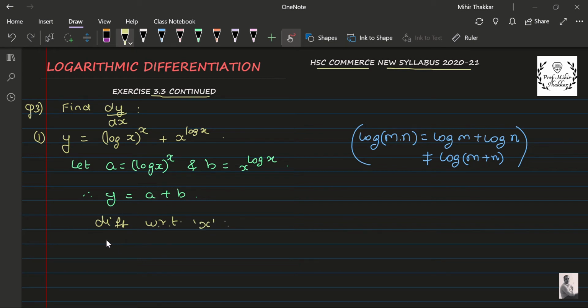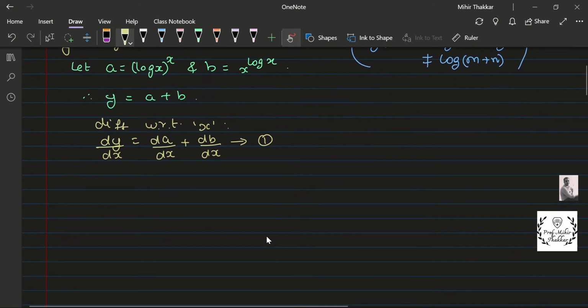So derivative of y is dy by dx. Derivative of a is dA by dx, and derivative of b is dB upon dx. We give it as equation number 1. We will find the values of derivative of a and b separately, and we will substitute those values in equation 1 to get our final value of dy by dx. So let us start with the first term.